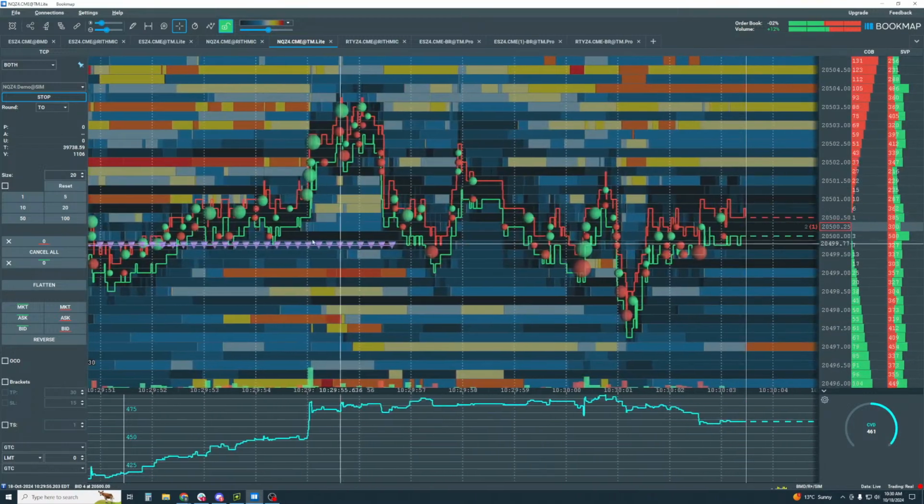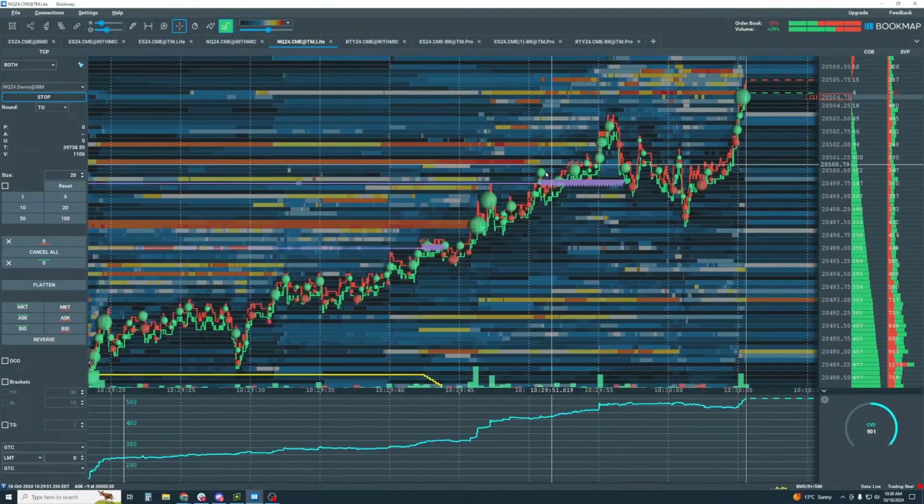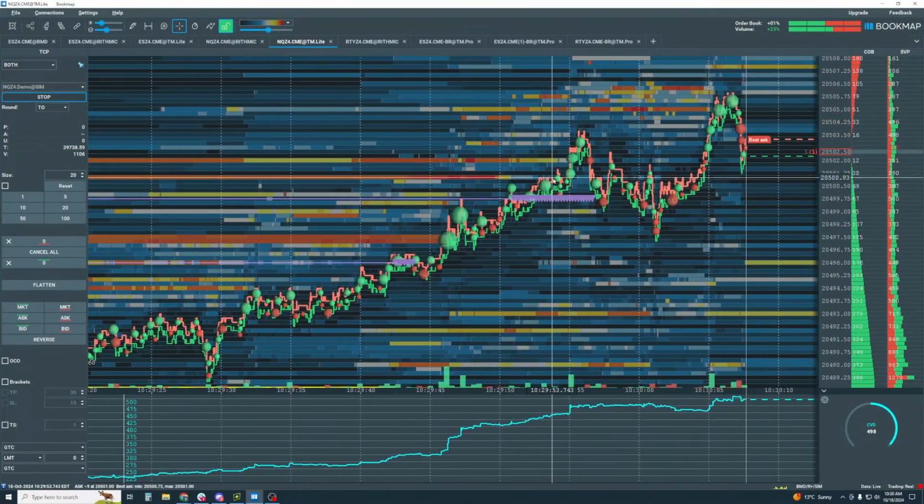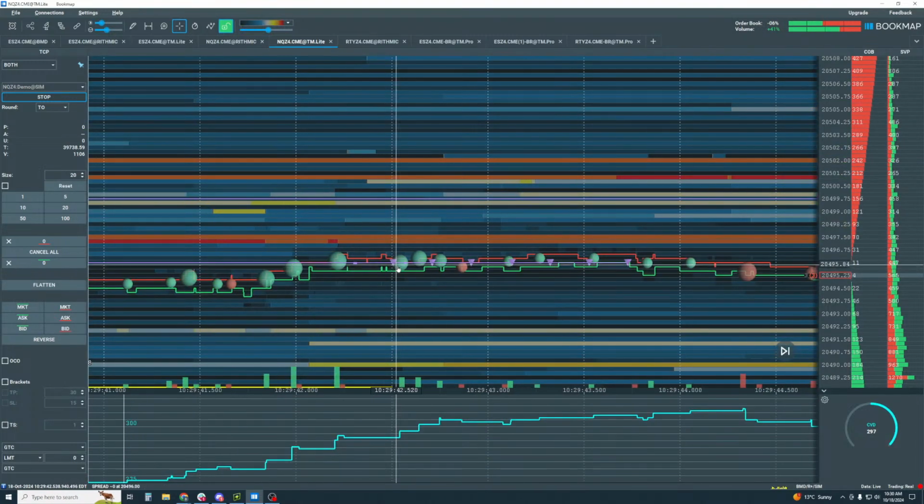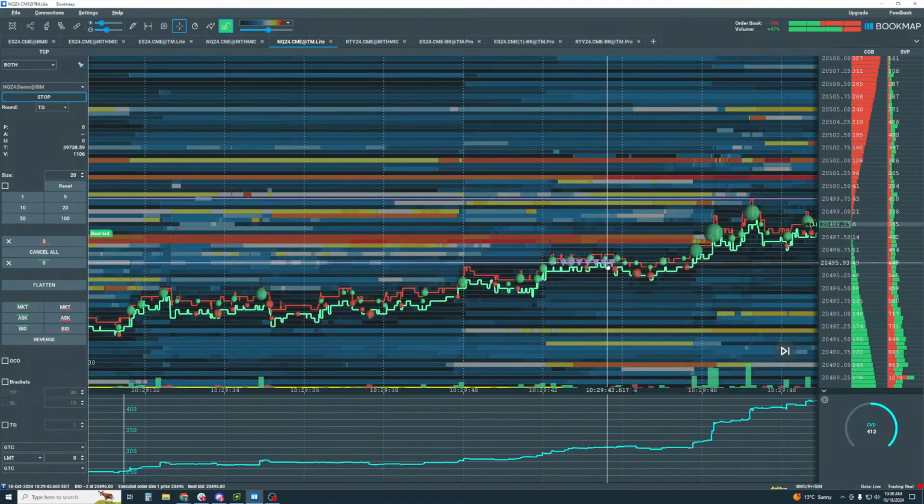And now this is in sim, so it's a little different. Just note that. If a transaction takes place here at my level or above my level, I will get filled at my level. And that's the way it's going to work in the competition as well.